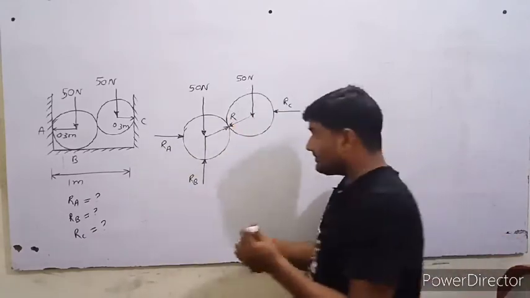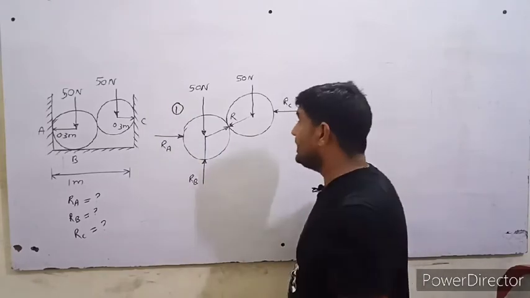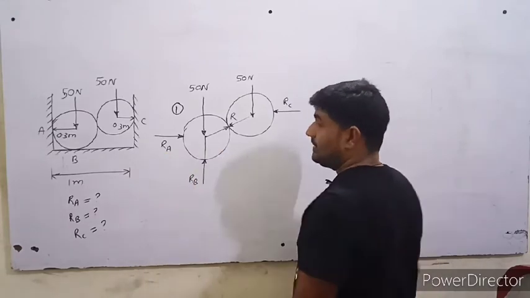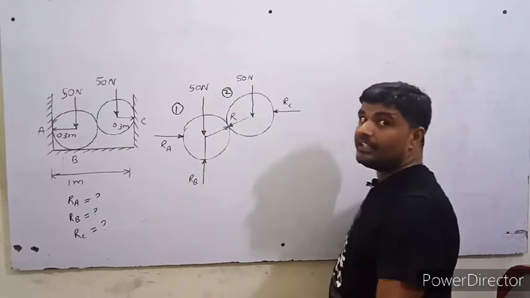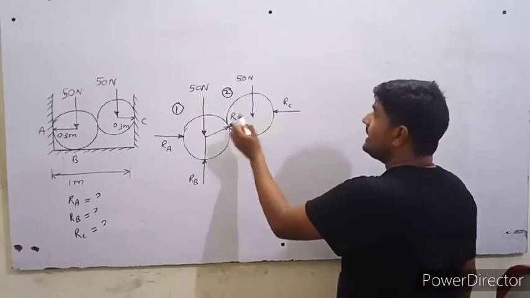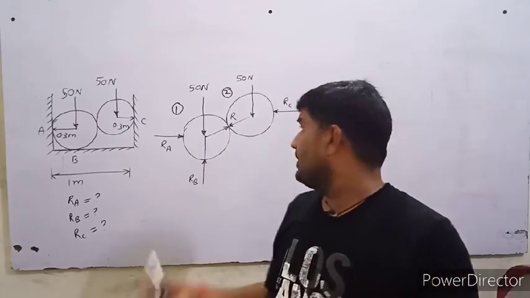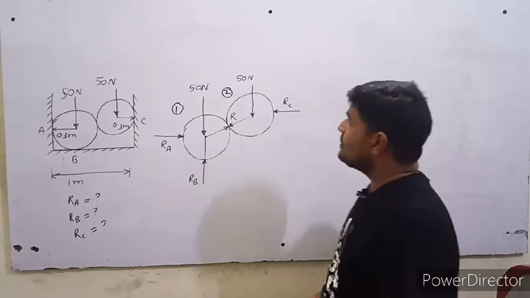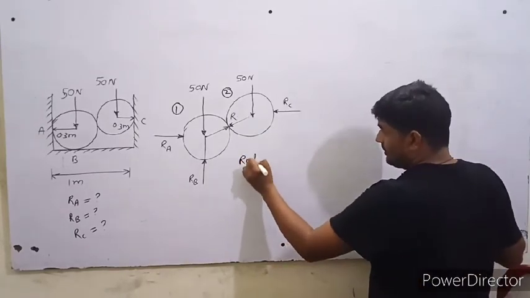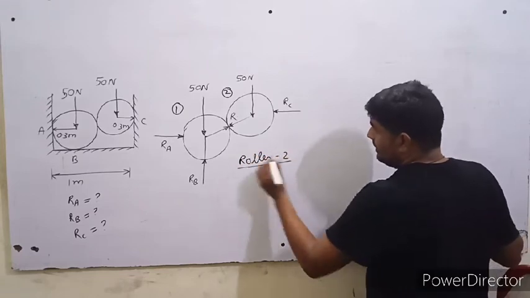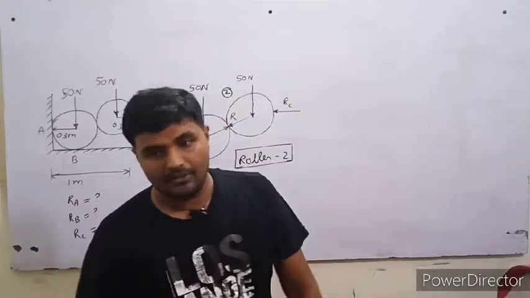If I take roller number 1, how many forces are acting? 1, 2, 3. 3 unknown? No. If I take roller number 2, how many unknown forces are acting? RC and R. So, two unknown, two equation, horizontal, vertical, we will solve directly. So students, we will take roller 2. Why we will take roller 2 first? Because of minimum number of unknowns.